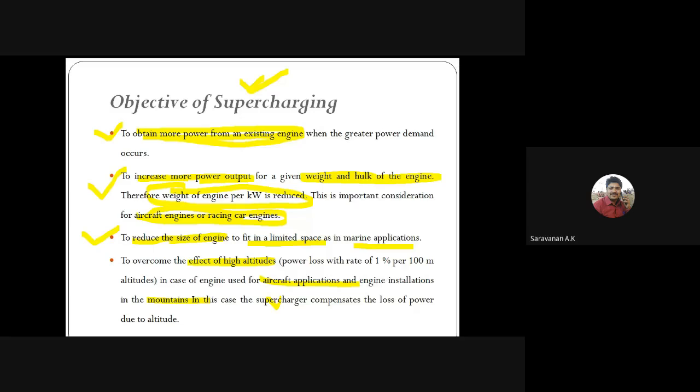So when the engine is used in mountain areas, there we can use superchargers to overcome the power loss occurring at high altitudes. The supercharger compensates for the power losses at higher altitude. So these are the objectives of the supercharging method. Is it clear?